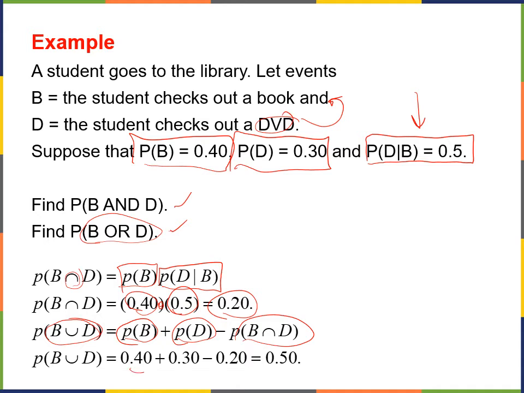So the probability of B is 0.4. The probability of D is 0.3. We already found out the probability of both is 0.2. So put that in here. Add, subtract, you get 0.5. So the probability that a student checks out a book or a DVD or both is 0.5.